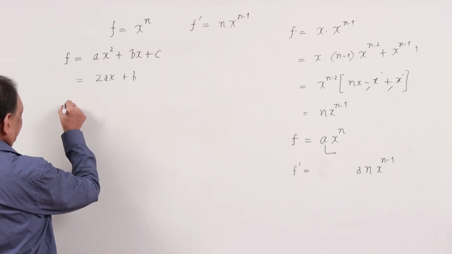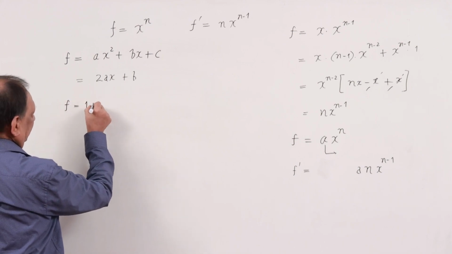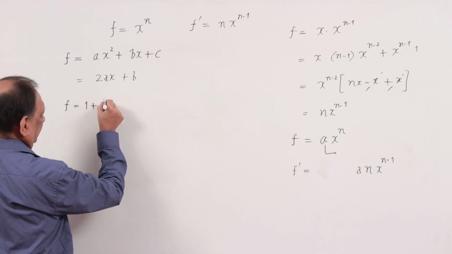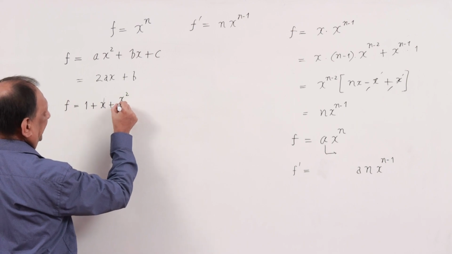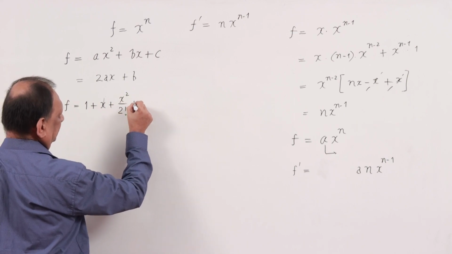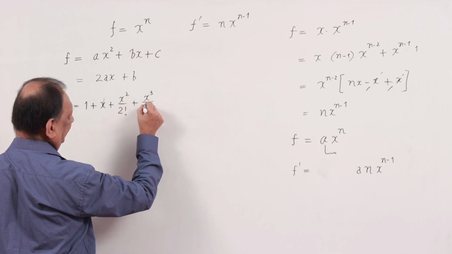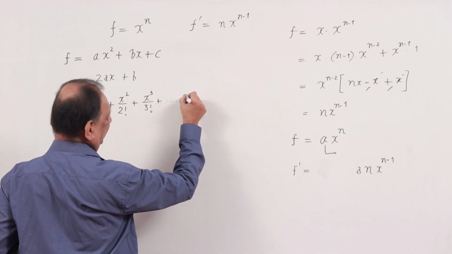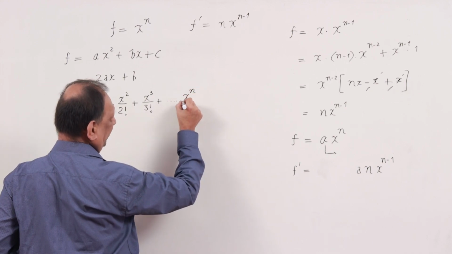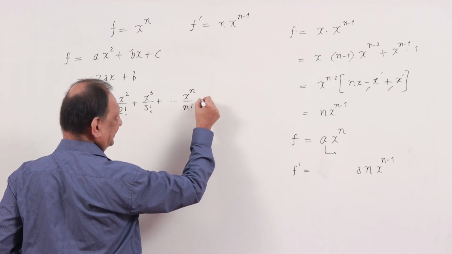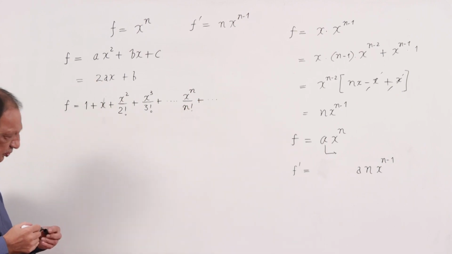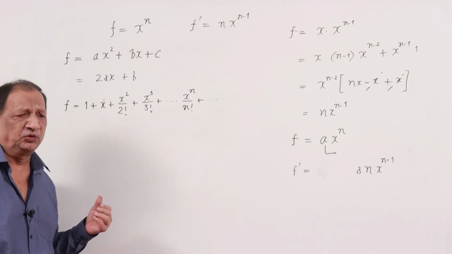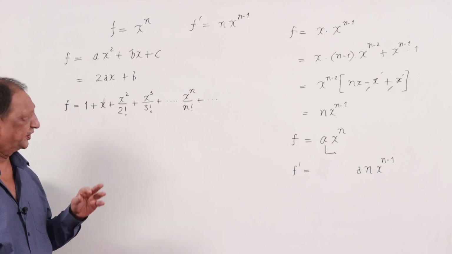I'll take one last polynomial before we go to the next topic. F is 1 plus x plus x squared by 2 factorial plus x cubed by 3 factorial plus etc. I'll write one general term here, x power n by n factorial plus etc., till infinity. We have seen this exponential function, infinite series, and I want to find out what is the differential of this particular function.